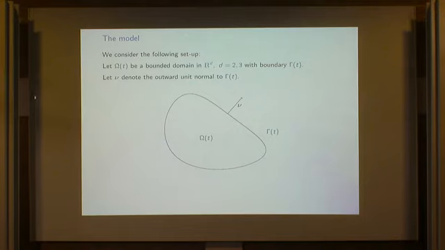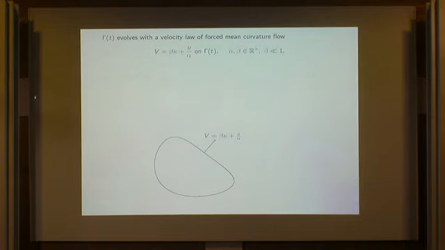So from the point of view of the model, what we're thinking about is an evolving domain Omega(t) in R^d, where d is either 2 or 3, and this is going to represent the tumour. The boundary of Omega is going to be denoted by Gamma, and the outward unit normal to Gamma we're going to denote by nu. So the evolution of the boundary of this tumour is via forced mean curvature flow.